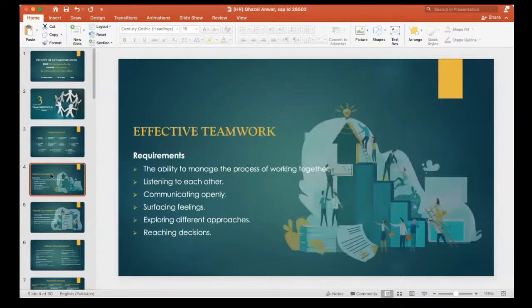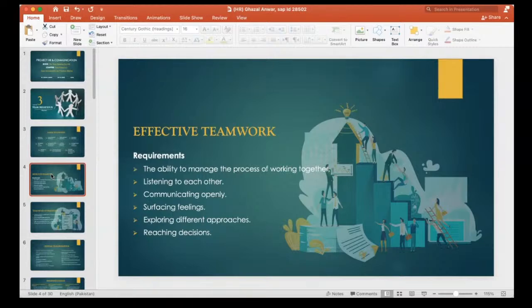So first of all, effective teamwork. We generally say that if a set of tasks is being done, the team is doing great. But the story is different. Effective teamwork is not just about getting a set of tasks done. It also requires the ability to manage the process of working together, listening to each other, communicating openly, surfacing feelings, exploring different approaches, and reaching decisions.